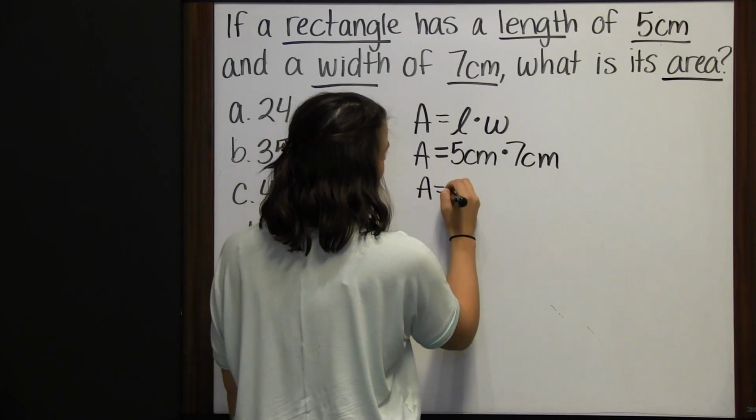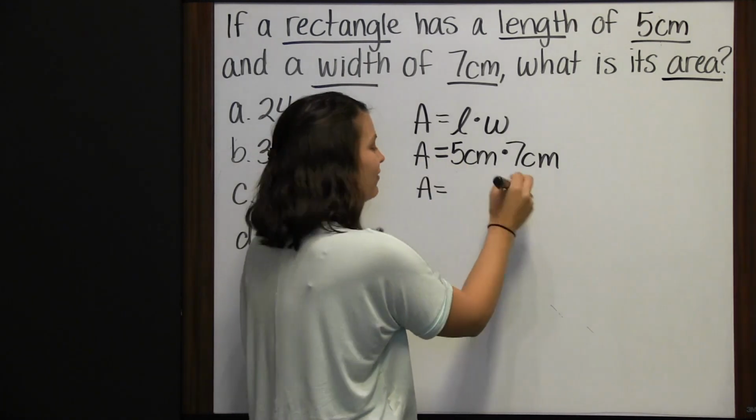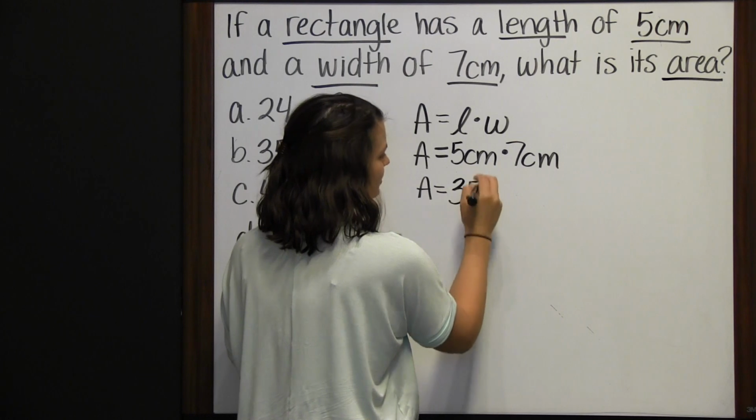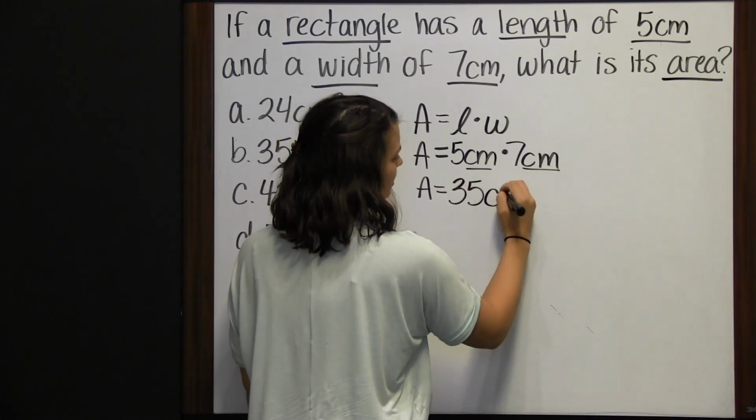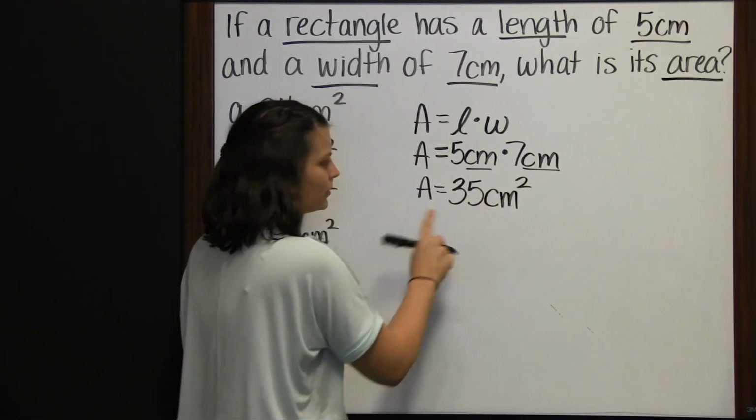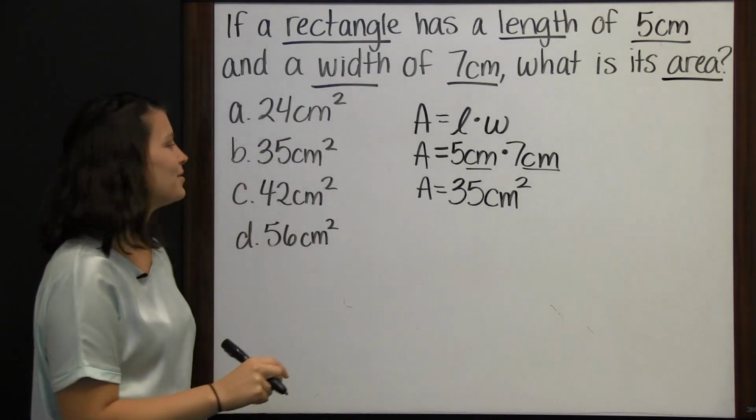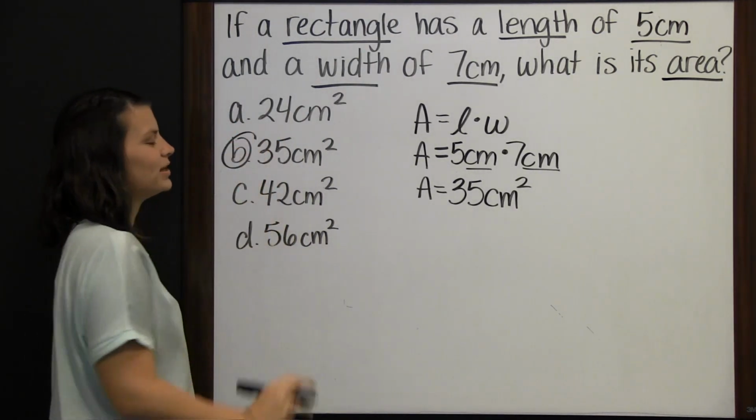So the area is 5 times 7 is 35. Centimeters times centimeters is centimeters squared. So the area is 35 centimeters squared, which is answer choice B.